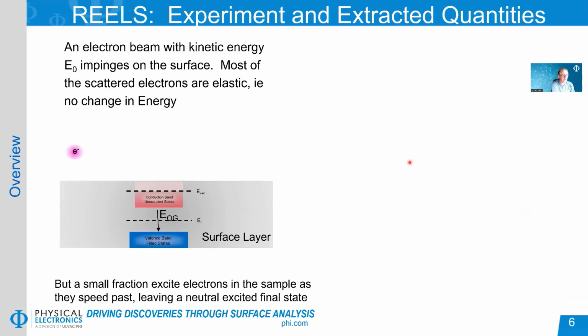And then finally, we have REELS. And with REELS, remember, we're shooting a beam of electrons with fixed kinetic energy into the sample, and we're looking at the electrons that get scattered away. Now, most of them get scattered away elastically with no change in energy, but some of them will excite an electron in the system into the conduction band, causing the scattered electron to have less energy than when it came in, or have an energy loss.